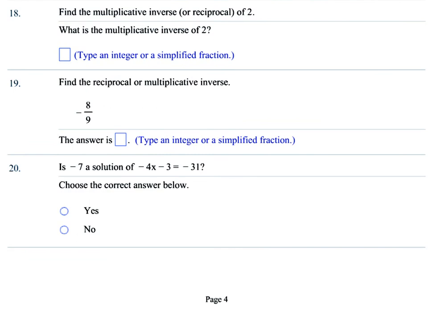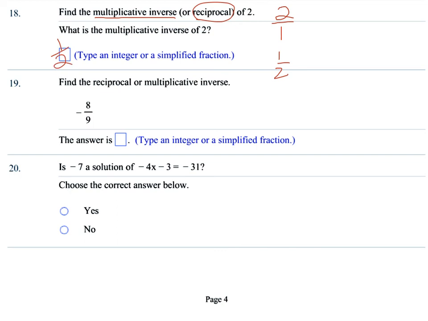Okay, the last problem we want to look at is number 18. It's really just some vocabulary here. It says find the multiplicative inverse or reciprocal of 2. And a multiplicative inverse is just writing the number as a fraction. So to write the number 2 as a fraction, it's 2 over 1. And then the multiplicative inverse, or the reciprocal, is just flipping that fraction over. So the multiplicative inverse of 2 is 1 over 2, or 1/2.